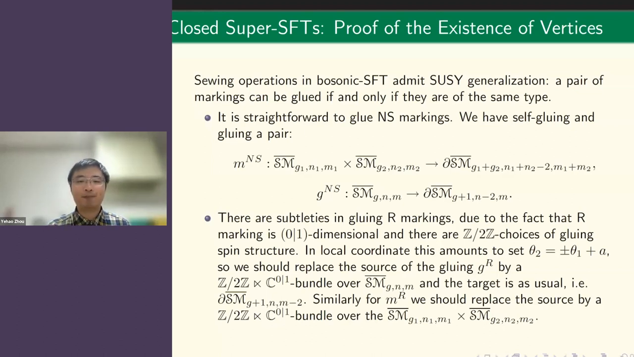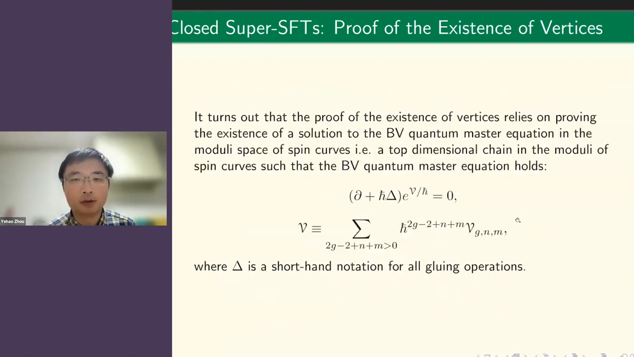And similar to the bosonic case, what we mean by a string vertex is a cycle inside the supermoduli space which satisfies the so-called BV quantum master equation. And this is a top dimensional chain in the moduli space of spin curves, because we consider a topological problem.